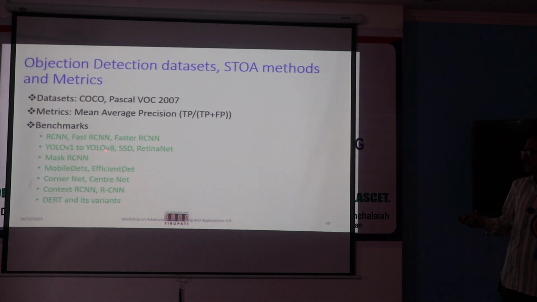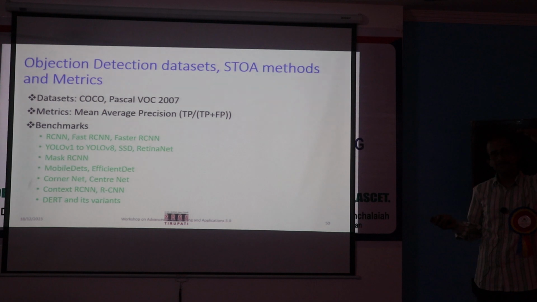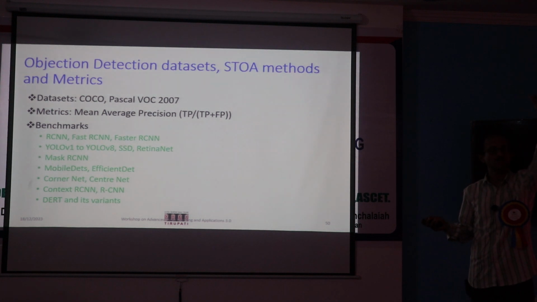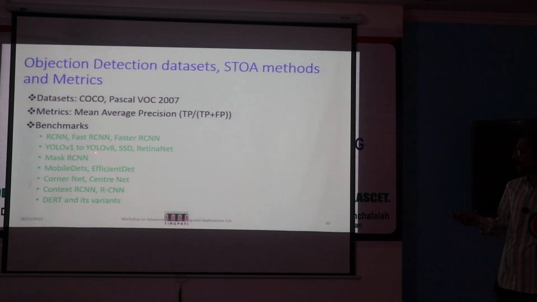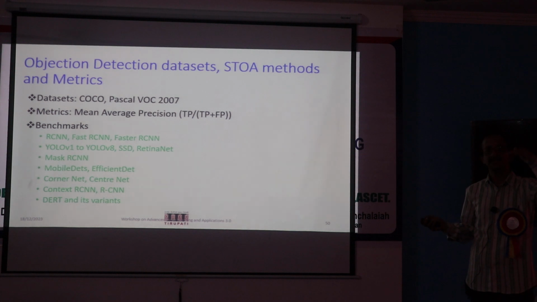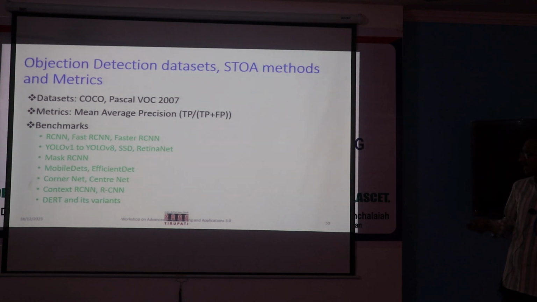And then there are a bunch of methods which are used for object detection, R-CNN and Fast R-CNN. These are called two-stage detectors, as I have mentioned. They first find whether an object is there or not. Subsequently they say which object it is. Okay, the other methods are one-stage detectors, where I directly say that the object is there and which object it is. This is one-stage detectors, YOLO v8 and so on, RetinaNet and so on.